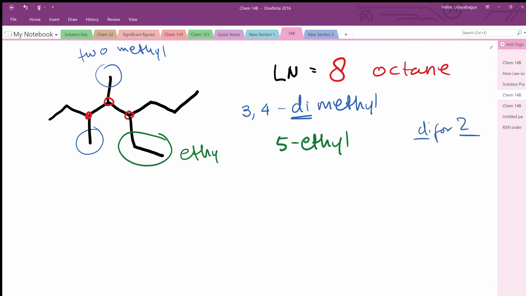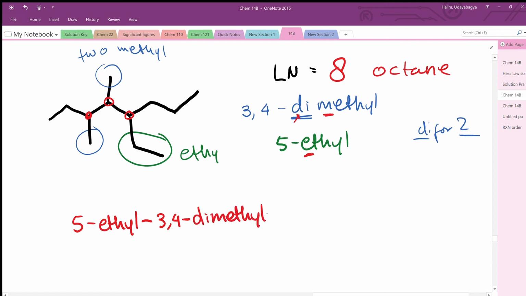And I'm going to assemble them alphabetically, but I'm going to disregard the prefix. So I'm going to look at E and M, but I'm not going to look at the D in terms of alphabetical order. So this becomes 5-ethyl dash 3,4 dash dimethyl octane.